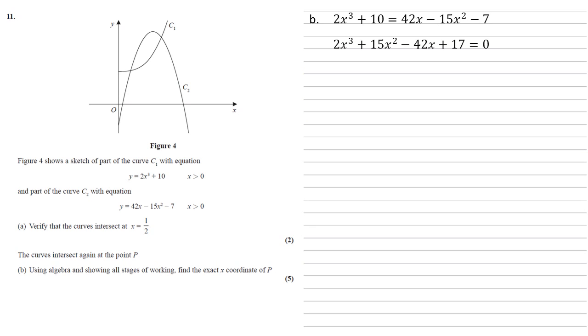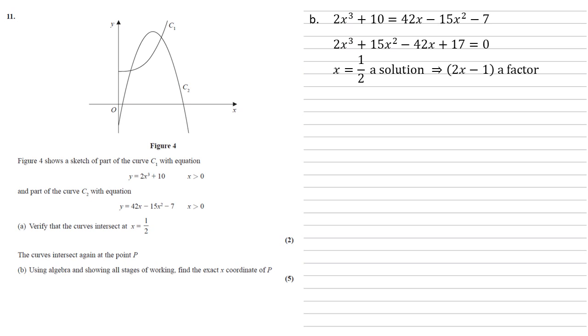Rearranging this, we get that 2x cubed plus 15x squared minus 42x plus 17 is equal to 0. We need to try and solve this cubic equation. But we've already been given an answer. We know that x equals a half must solve this cubic because that's where the curves intersect. So if that's the solution, then we know that 2x minus 1 is a factor. We've picked 2x minus 1 because if we put a half into that, we would get a 0 out of there. 2 times a half minus 1 is equal to 0.